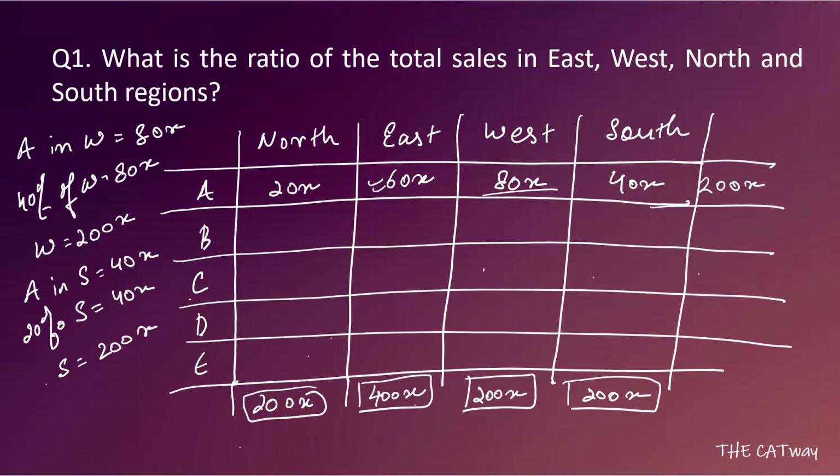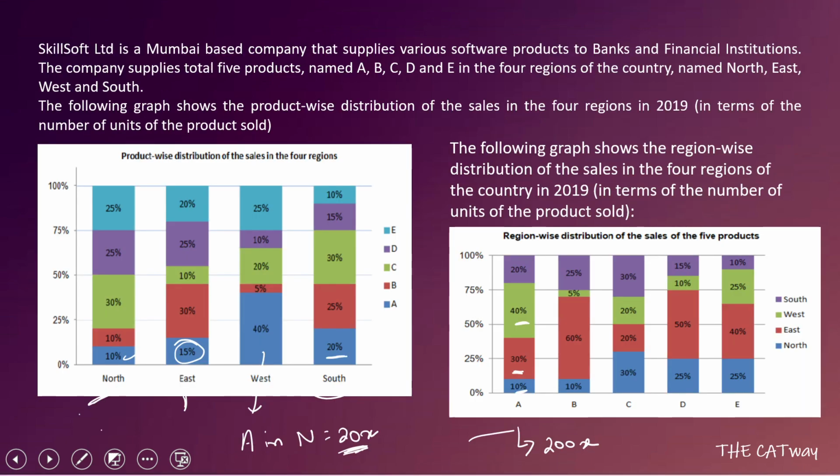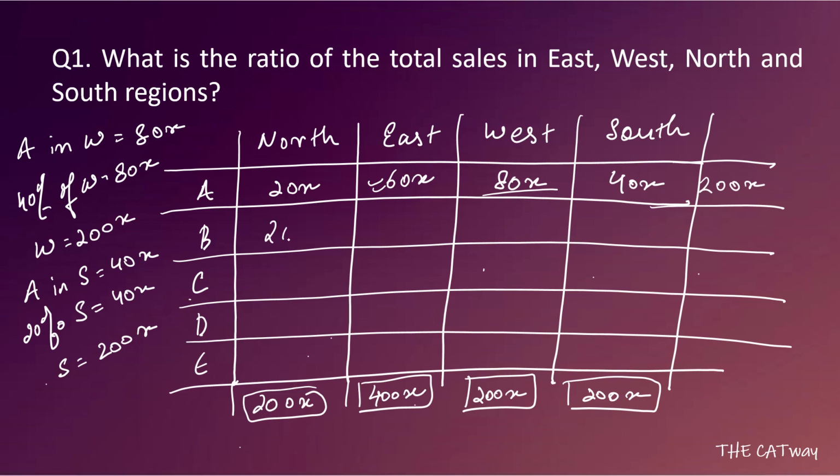Now what do we have? Let's check it out. Okay. Now in north, out of the 200x, how much is B sold? B is sold 10%. Okay. So B will be sold 20x.